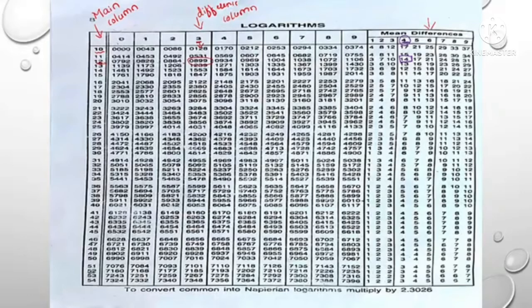Now observe the log table. 15 is here. 15 at 2. 2 is here, which means we have this number 18 and 18.